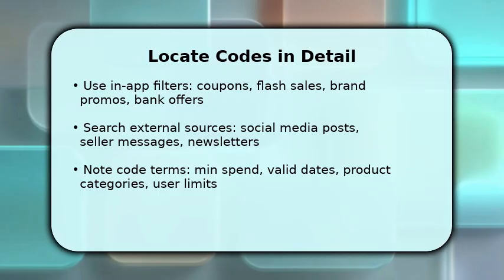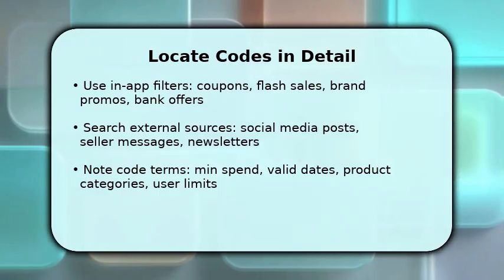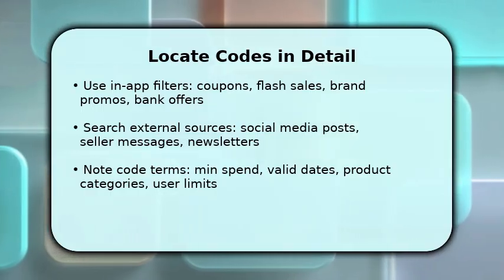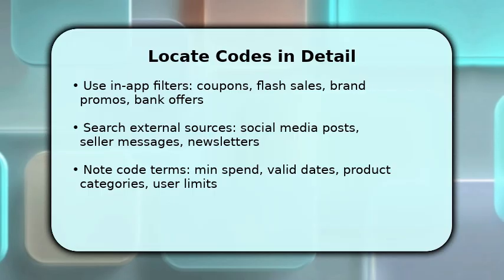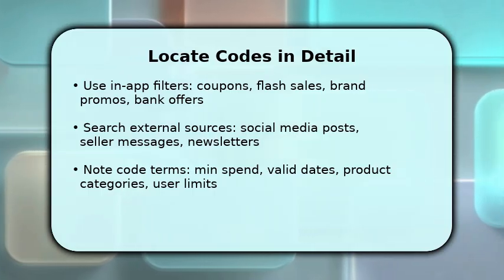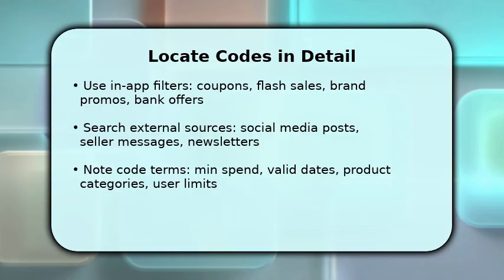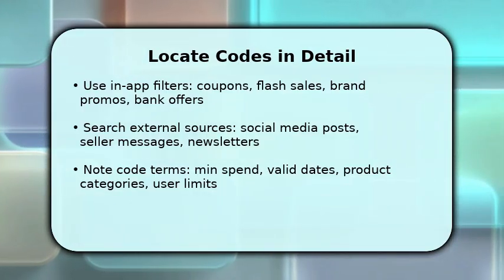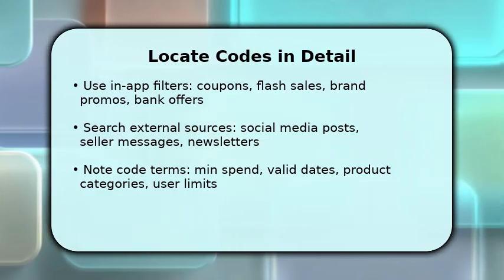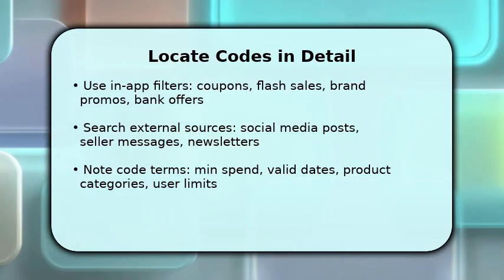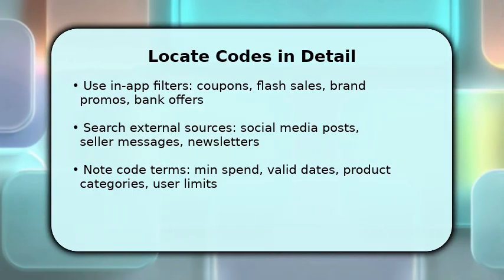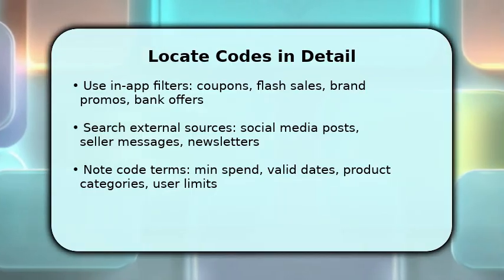Next, dig into details. Filter for coupons, flash sales, brand promos, and bank offers because each has different rules. Then cross-check external sources like the seller's social posts, official newsletters, and in-app chat. They often announce limited codes. Once you find a code, read its terms, minimum spend, applicable categories, expiry, and user limits, so you don't try applying an incompatible coupon. If a code is hidden behind a claim button, make sure you claim it before checkout.